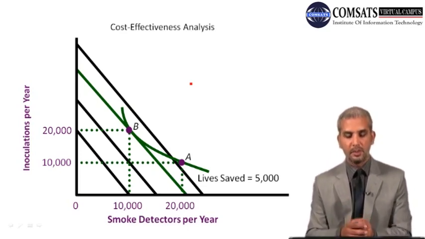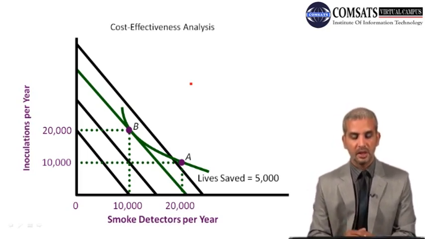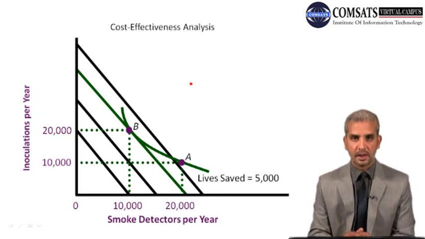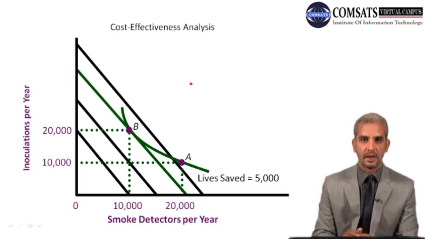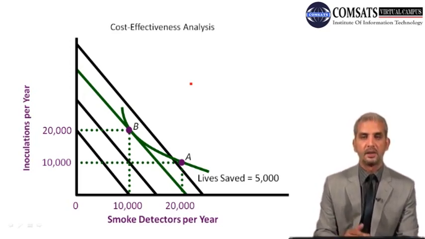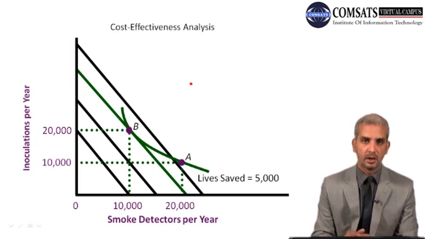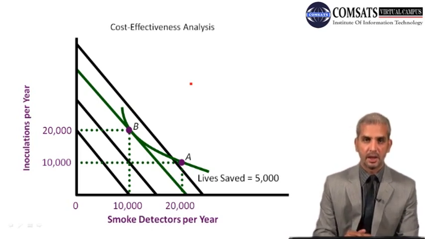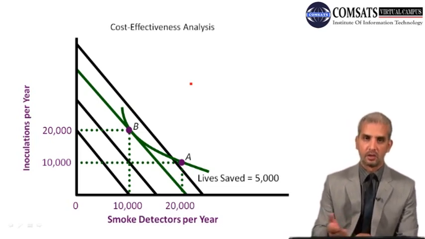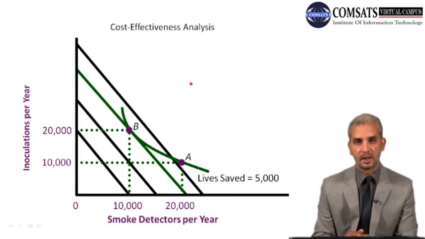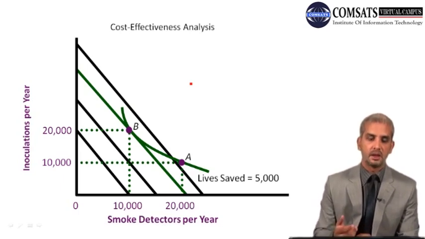Now what would be the optimal point? For example, since the one iso-count represents the same quantity, in our case 5,000 lives being saved, there are 2 points highlighted over here. We can either use point B, which represents 20,000 vaccinations per year and 10,000 smoke detectors per year, or we can also do that through point A, because that is also affordable and an iso-cost is intersecting it. Point A represents 20,000 smoke detectors and 10,000 vaccinations, and the result would be the same. The result would be saving of 5,000 lives.